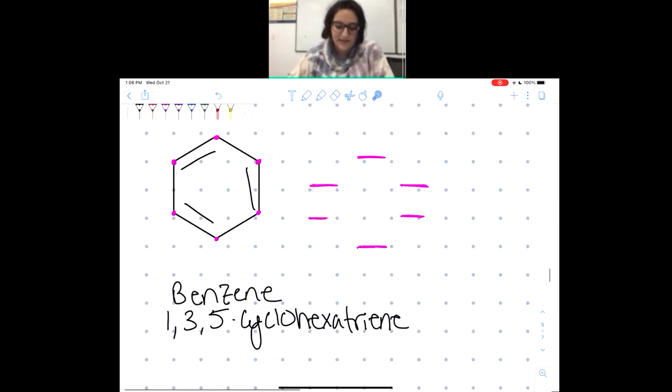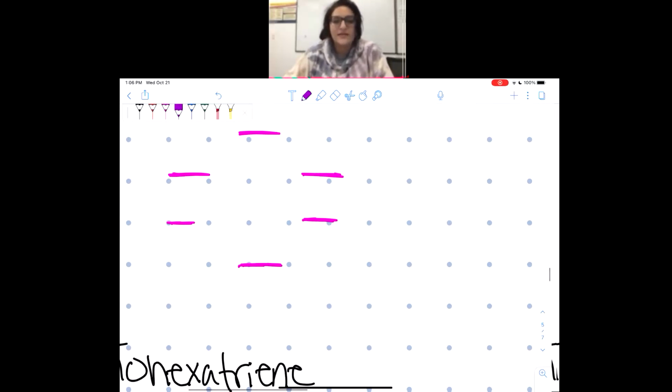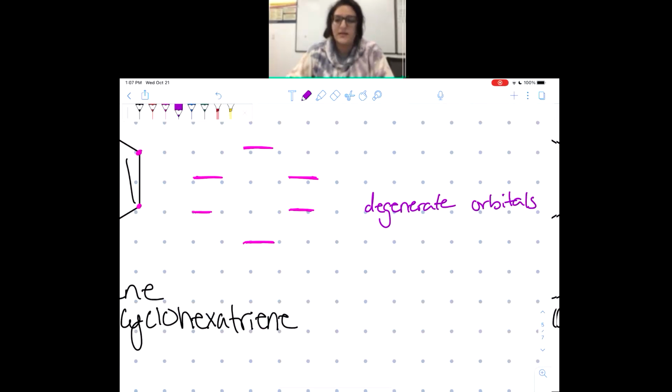And there's a couple things we have to take note of before we go on any further. So the first thing is we have something called degenerate orbitals. And all this means is when we have multiple orbitals in the same energy level. So this is a set of degenerate orbitals, and that is a set of degenerate orbitals. Because again, all that means is multiple orbitals on the same energy level.